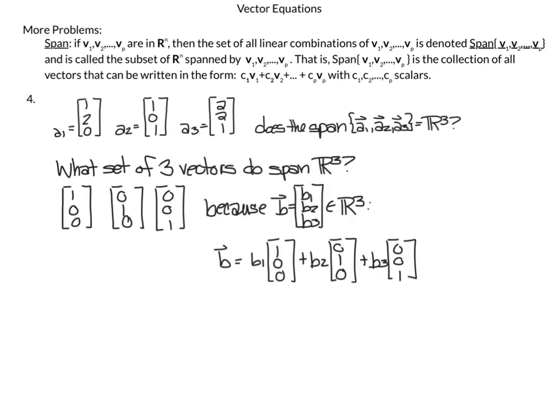A related question then is, what set of three vectors do span R3? And the easiest, or the most canonical example, would be 1, 0, 0; 0, 1, 0; and 0, 0, 1, because when we take a random vector in R3, let's call it B1, B2, B3, then our vector B can be expressed as a linear combination of 1, 0, 0; 0, 1, 0; and 0, 0, 1 using B1, B2, and B3 as our coefficients, or as our weights.